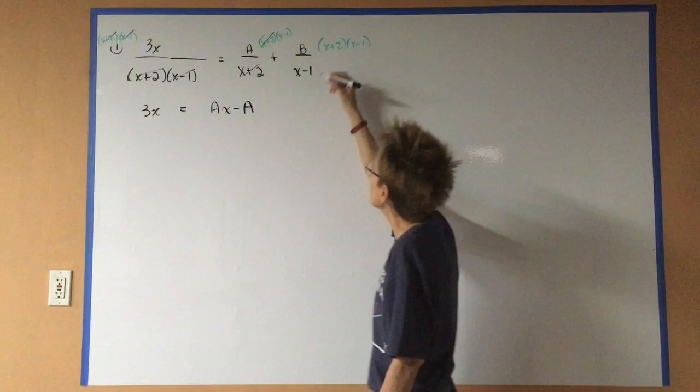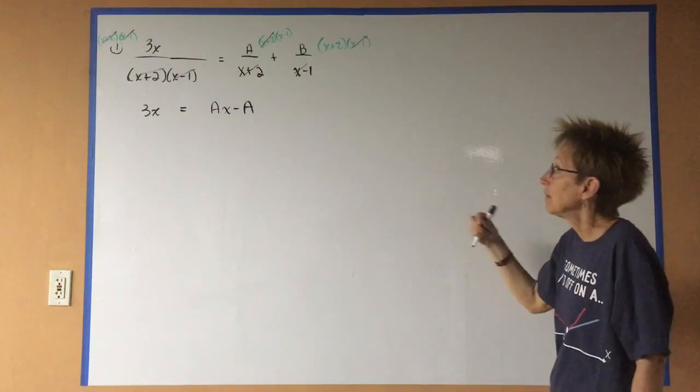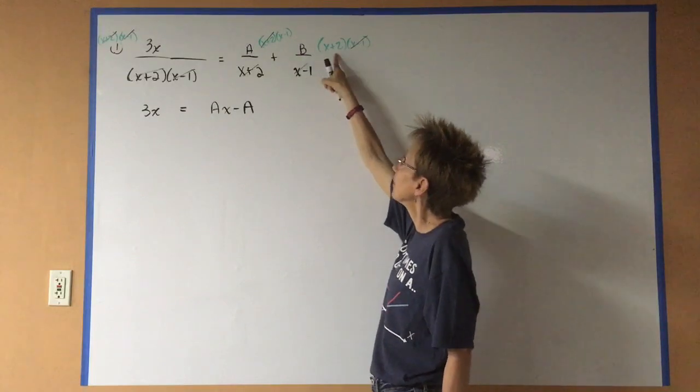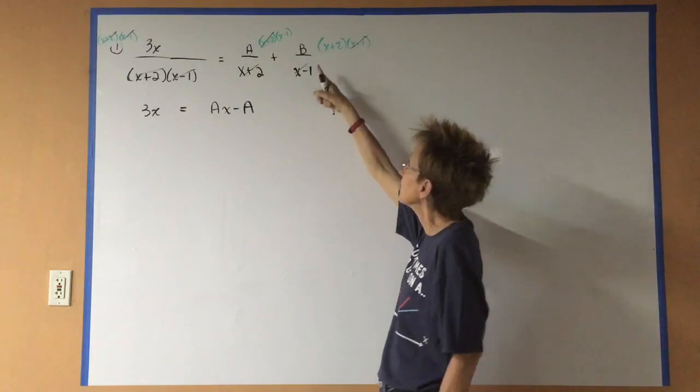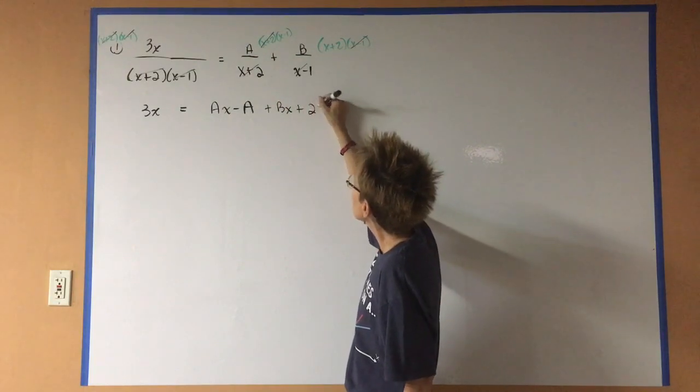The second term, the x minus 1's cancel, and I'm left with a positive b multiplying with x plus 2, do the multiplication. So plus bx plus 2b.